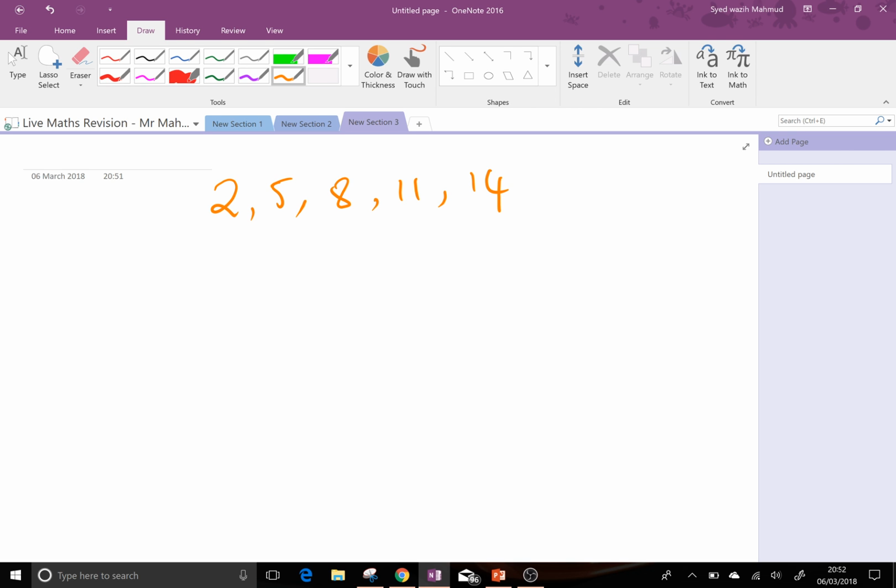So first of all, you find the difference between the second term and the first term. So you do 5 take away 2 is 3. 8 take away 5 is 3. So every time we have a difference of 3. So therefore we know it is a linear sequence. Okay, so your first part of the answer is going to be 3n.